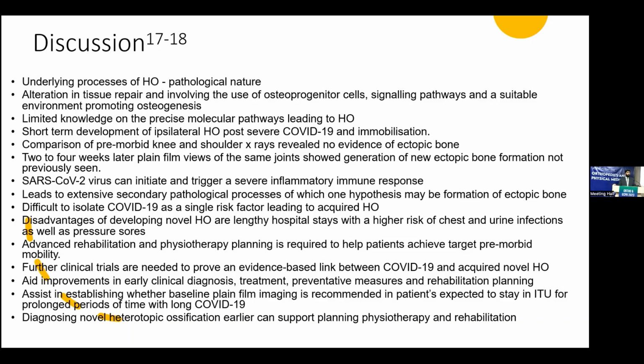COVID-19 is a severe inflammatory immune response and can lead to extensive secondary pathological processes. And a hypothesis may be ectopic bone formation within soft tissues. It's just the body's way of reacting to potential severe illness.